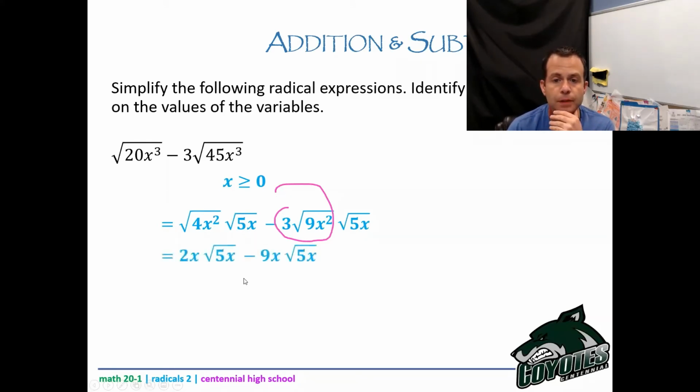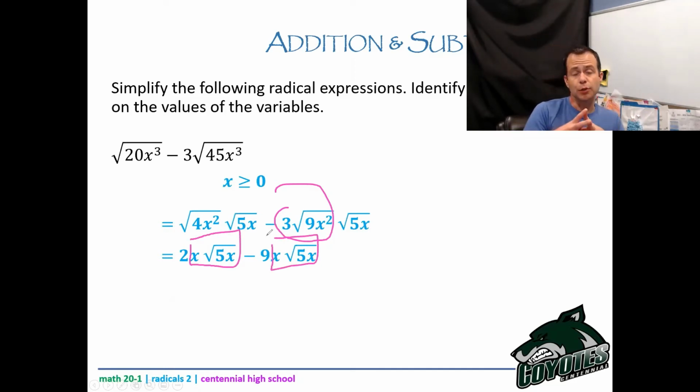Okay. So then I can combine like terms. I need to make sure when I combine like terms that everything after the coefficient is exactly the same. So that's x root 5x. This is x root 5x, okay? That means those are like terms. I can put them together.